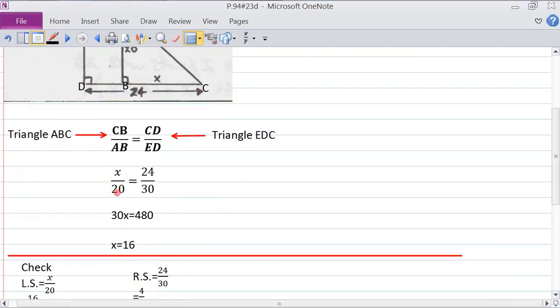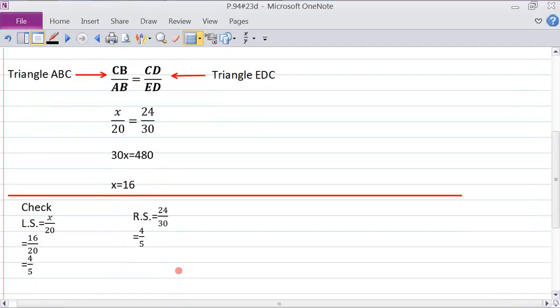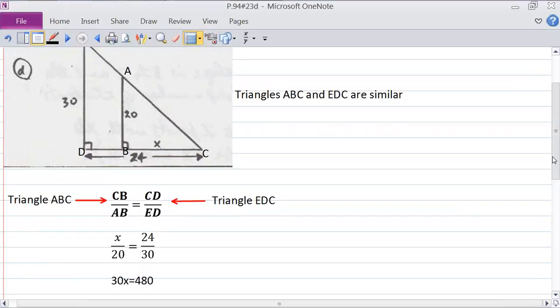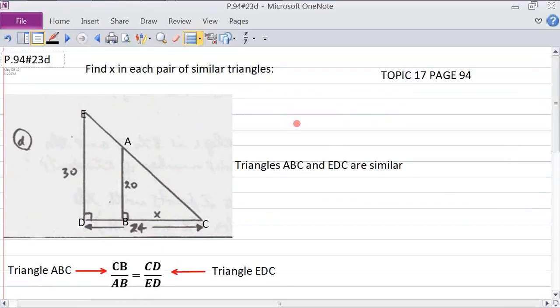So let's check the left side of this. X over 20 is 16 over 20, which reduces to 4 over 5. The right side of this is 24 over 30. 6 goes into 24 4 times. 6 goes into 30 5 times. So they both reduce to 4/5. And that completes our discussion of page 94.